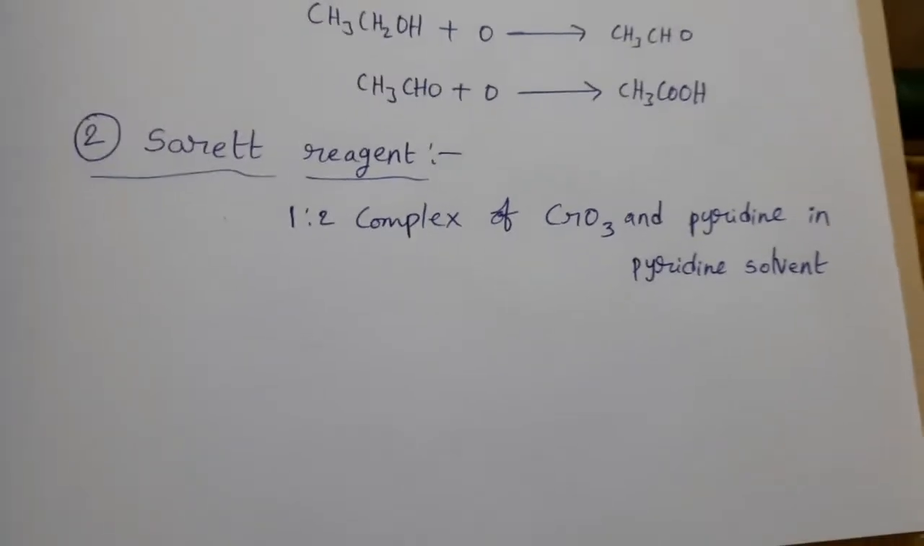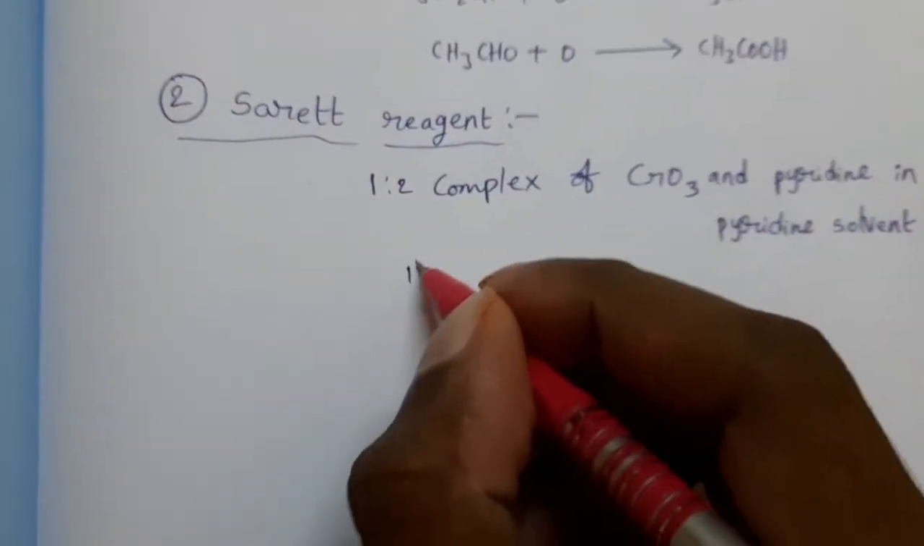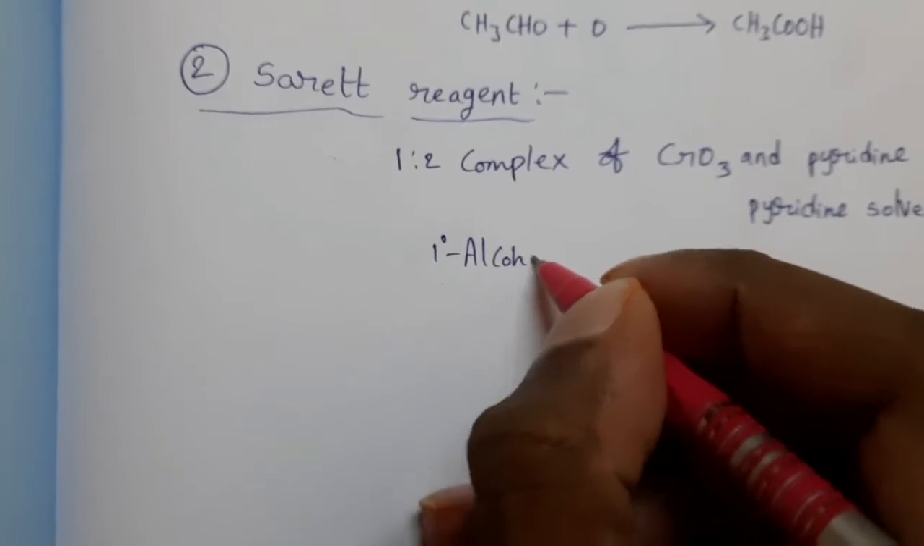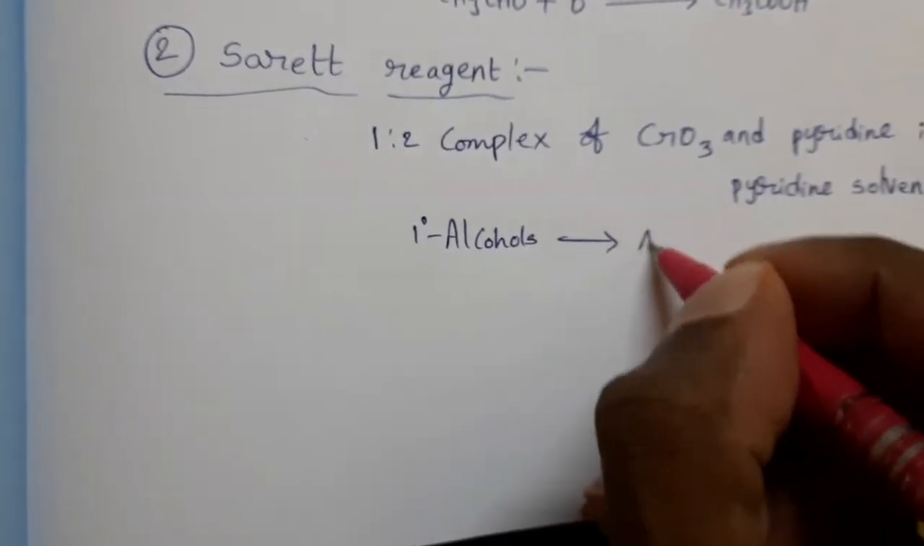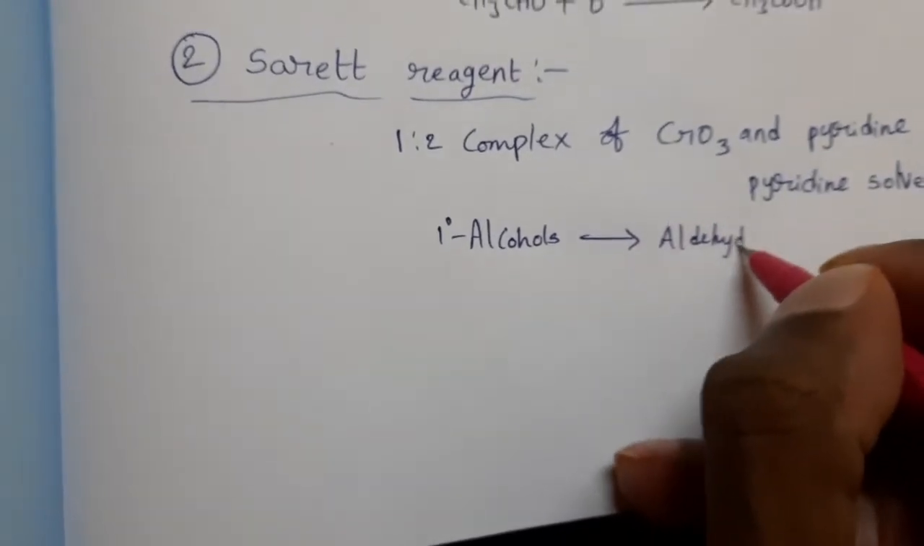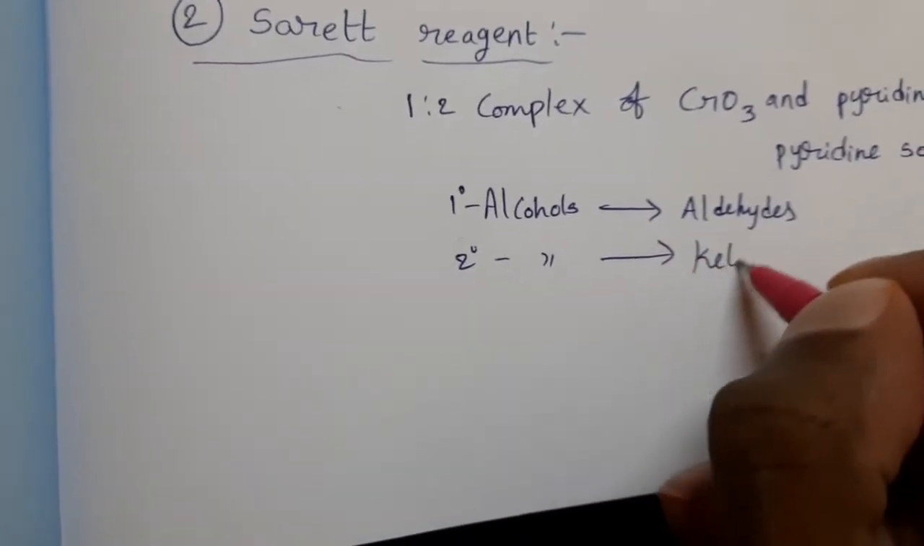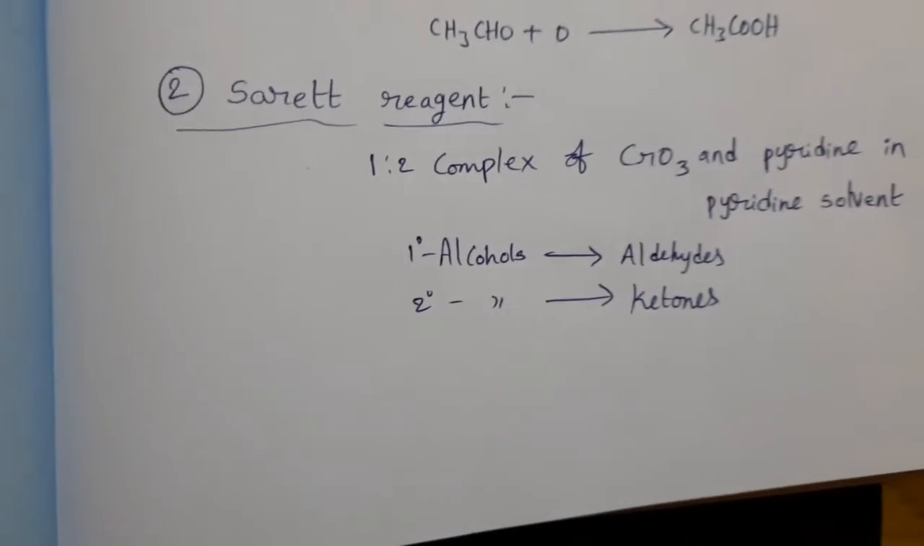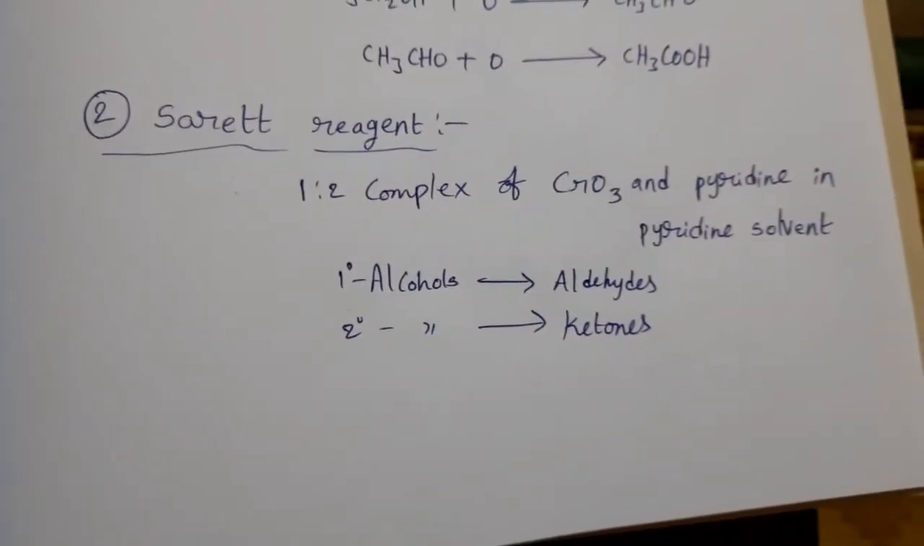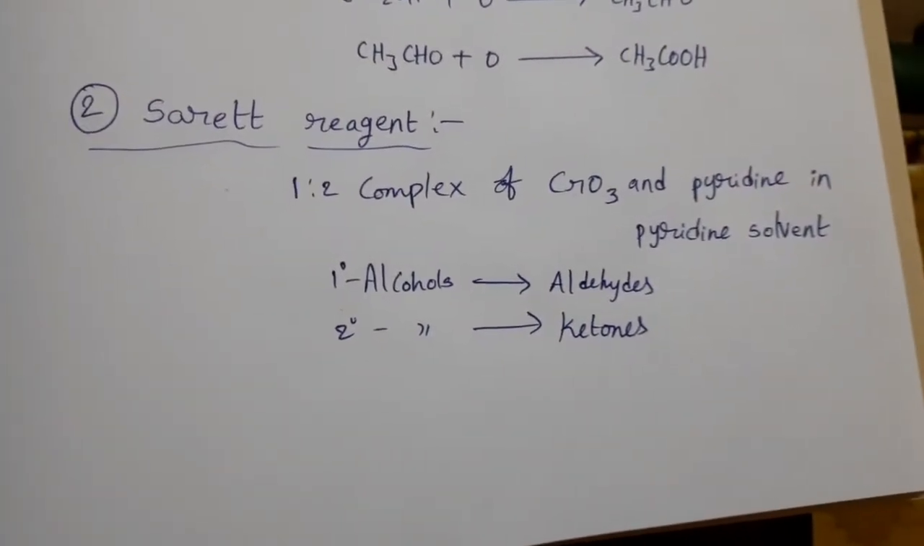It is useful for the oxidation of primary alcohols to aldehydes and secondary alcohols to ketones. So in this way we can stop the oxidation process up to carbonyl compounds.